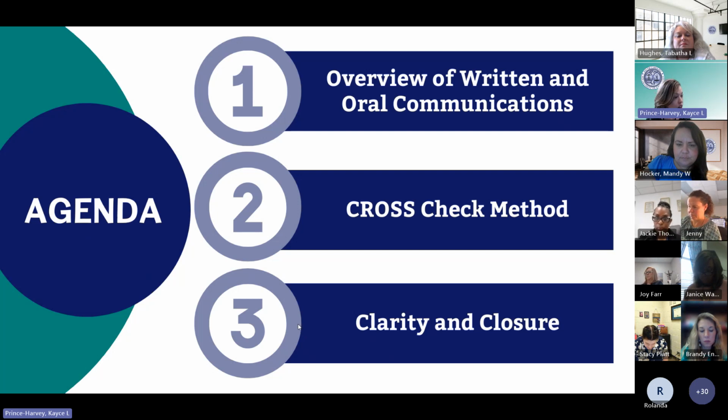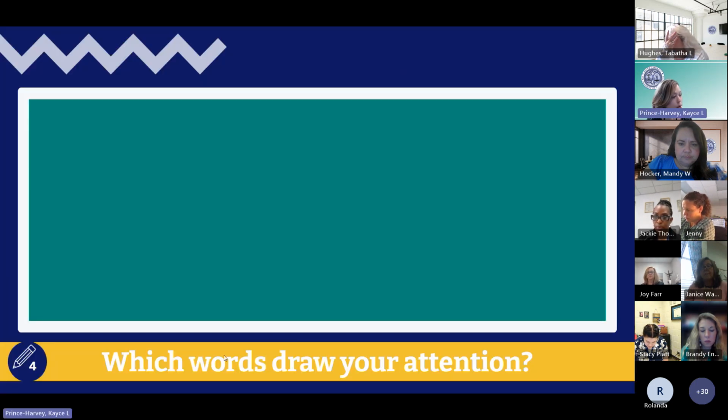And if you've attended any of our previous sessions, you're going to see some of this is quite similar. We're trying to align all of this so you can see that process across the different strands. But we're going to take it through the lens of our written and oral communications today. So we're going to start with our description of the cross-check method.